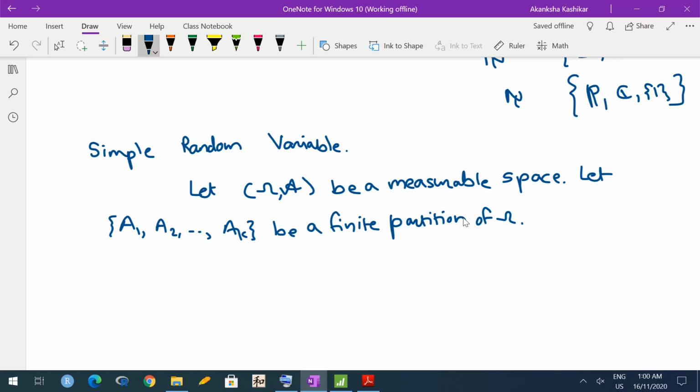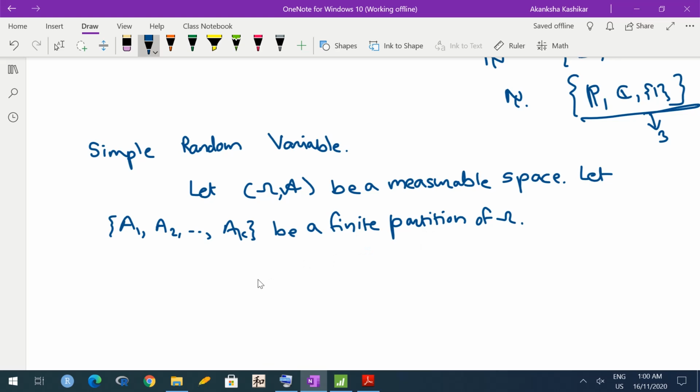Individual sets may be infinite. For example, I know that the set of all prime numbers is an infinite set, or the set of all composite numbers is an infinite set. Still, I would say this is a finite partition because it contains only 3 sets. So this is important.